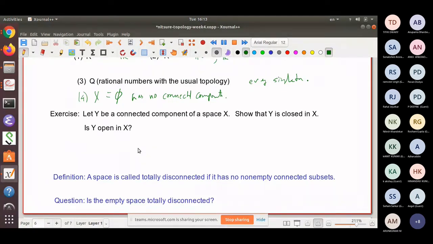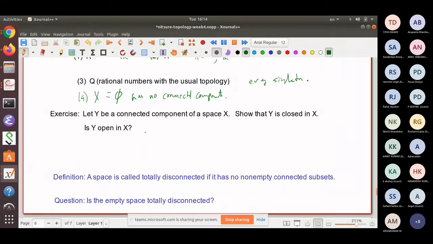Yeah, what's the answer? Is it open? Here's where your pictorial intuition may mislead you, because in the nice kind of spaces which you can imagine, it is also open. But you take Q in R, what are the connected components? Single points. Are they open? No, they are not.